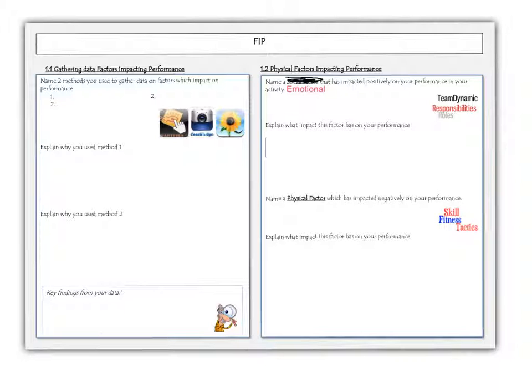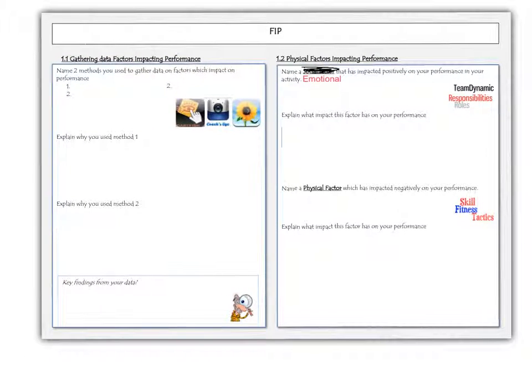and 1.2. So for 1.1, it requires you to name 2 methods that you use to gather information on factors that impact on performance. For this, you should refer to the table at the start and think back to our practical lessons where we used a variety of different methods and then simply name the methods in the first part of the question. In the second part of the question, you're asked to explain why you used this method.